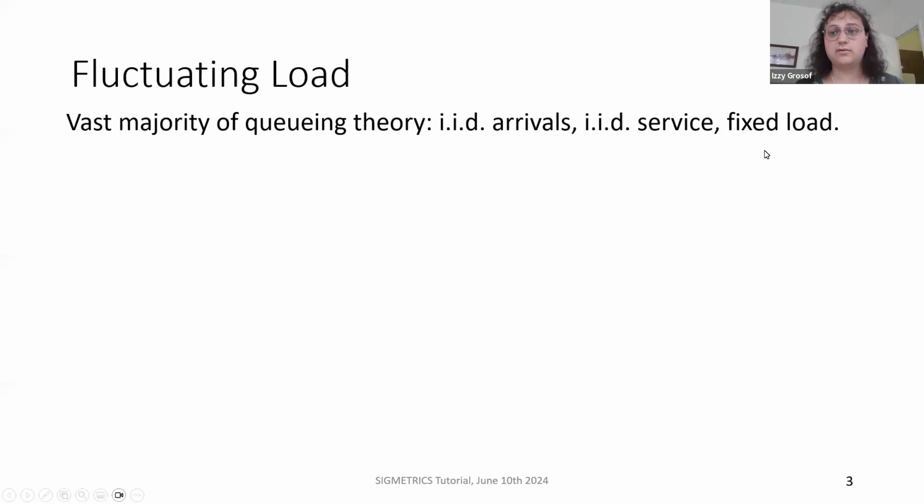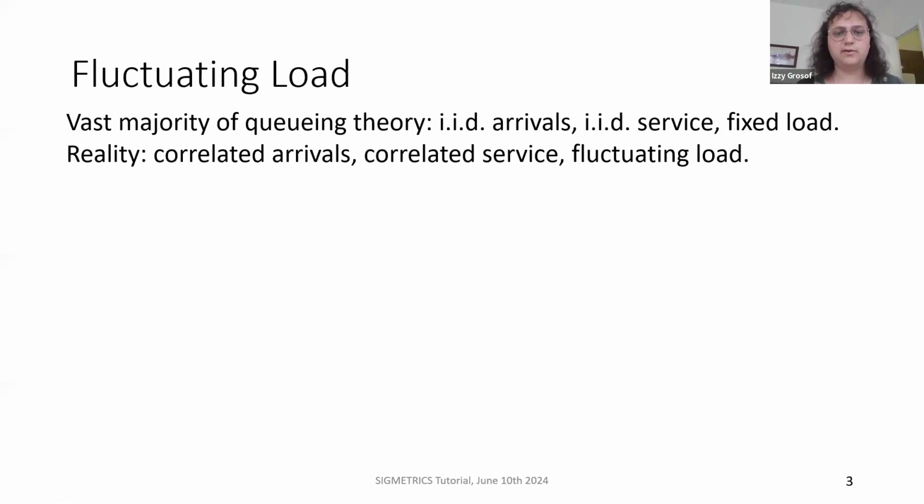But a lot of real systems are quite different. For instance, you might have correlated arrivals in practice. If you have a burst of arrivals, they'll be all correlated together. Correlated service, fluctuating load, it's overloaded sometimes and underloaded at other times. It gets complicated.